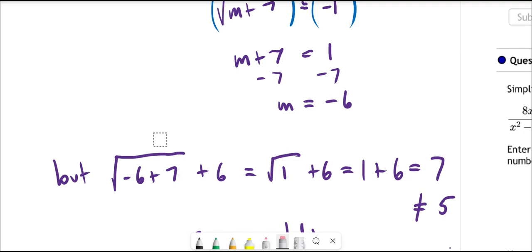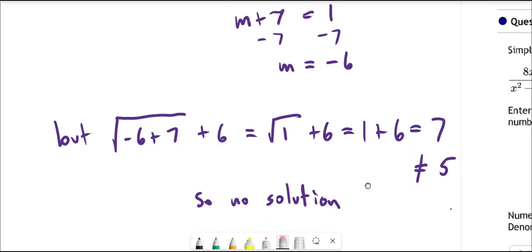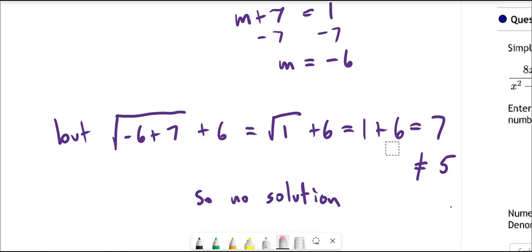Plugging in -6, I wind up with the square root of -6 plus 7, plus 6. Well, -6 plus 7 is 1. The square root of 1 is 1, and 1 plus 6 is 7. But our equation was originally equal to 5. Okay, so when I plug in -6, I don't get 5. I get 7. They're not the same.